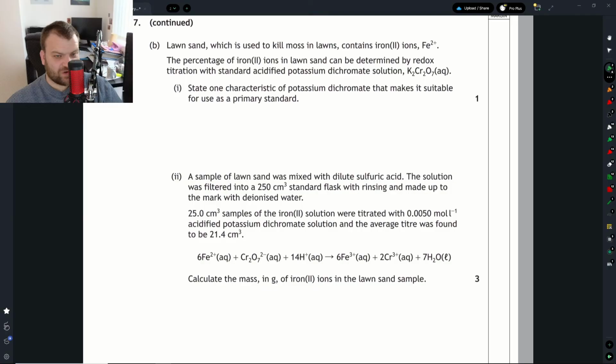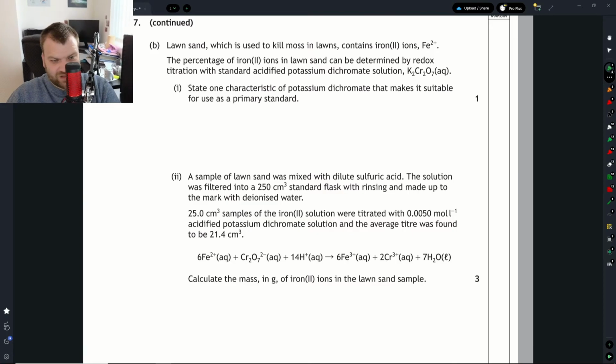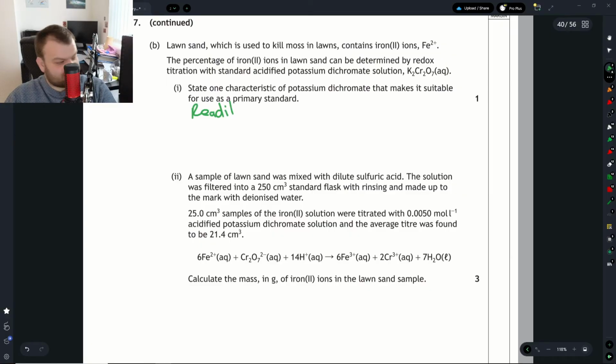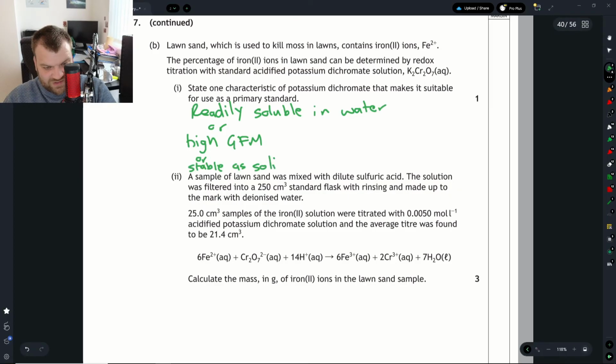This question tells us about a chemical used to kill moss. What characteristic makes it suitable as a primary standard? It has to be readily dissolvable, readily soluble. Or we could talk about having a high GFM, so in our calculations the errors are quite small. We want it to be stable in water, stable as a solid or solution, or available in high purity. That's the one: high purity. And if a question said, why is this not suitable, that means it has to not tick one of those boxes, and you can figure out which one that would be.